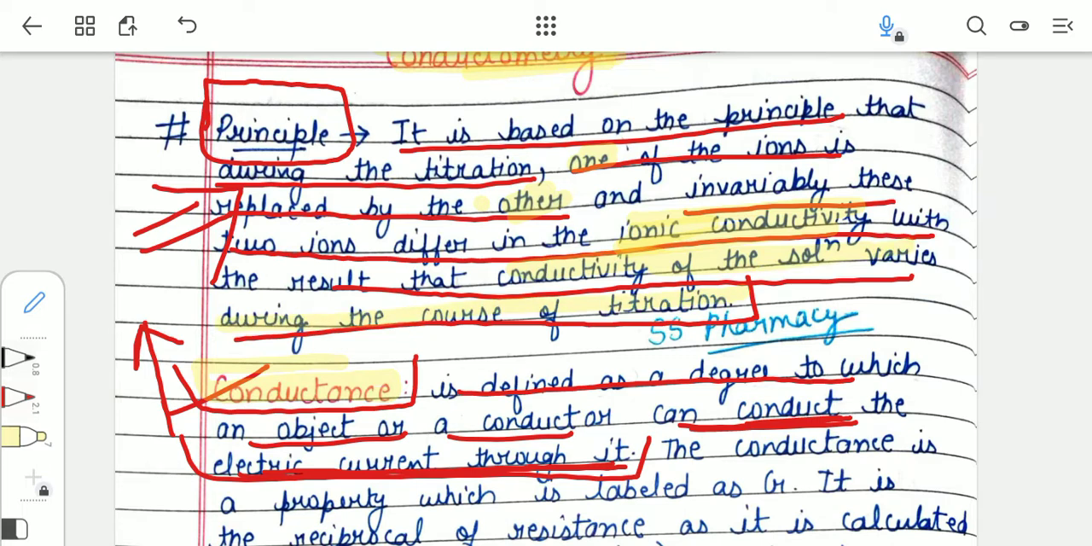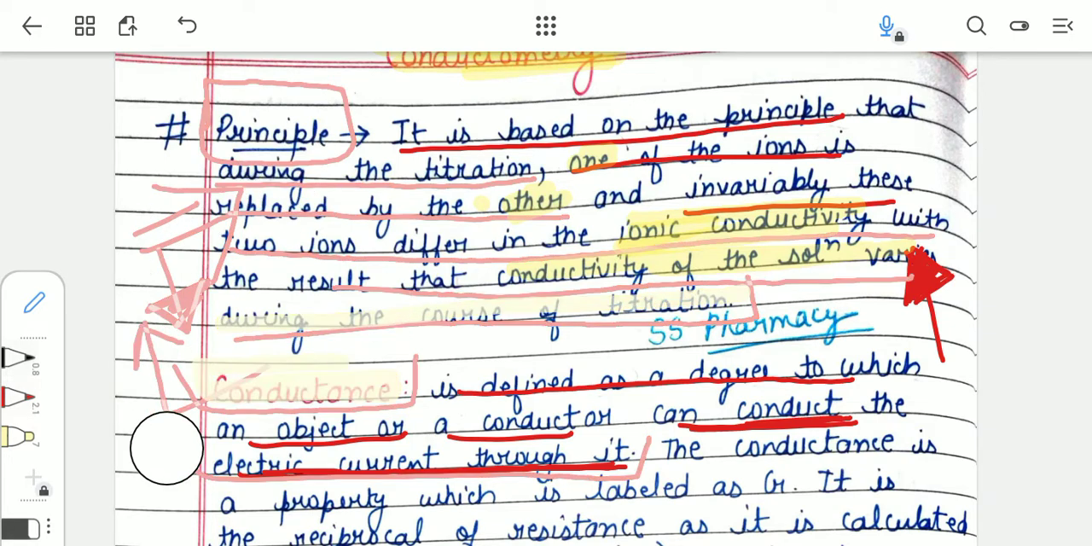Now when an ion is replaced by another ion, if the new ion has low ionic conductivity, it will result in a fall in the conductivity of the solution, and if some ion has more conductivity, that will result in a rise in the conductivity of the solution. So that is what is being discussed in this principle. I hope that is clear to you.